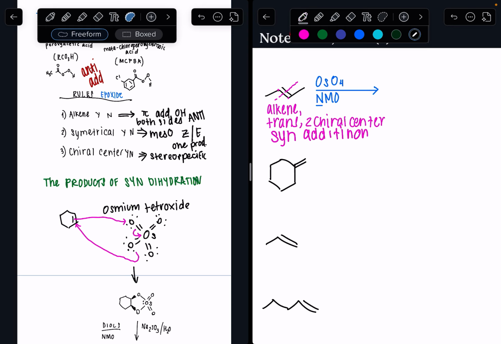So our initial structure is going to remain the same, and we're just adding across the pi bond two alcohols. And here's our syn addition. It was only symmetrical on one plane, so you will still have an enantiomer. Okay, here we have our next one.